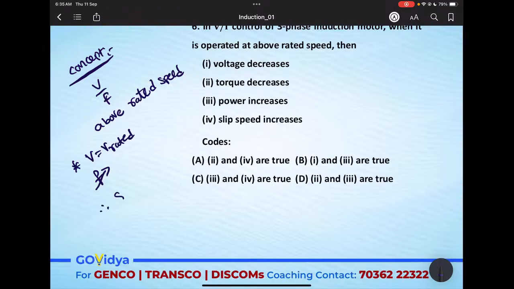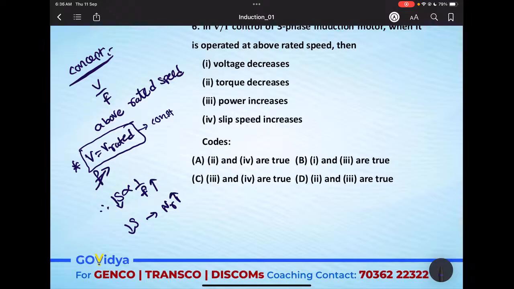Okay, we know that slip is inversely proportional to frequency. If frequency is increasing, slip will decrease, and if slip is decreasing, N is going to be increased. So the motor is going to be operated at above rated speed. So the first thing we need to understand, V is going to be maintained at V rated, that means almost constant. Only frequency is going to be varied in the above rated speed condition. Okay, is it clear? Next, we know that mechanical power transfer is given as 2 pi NT by 60.